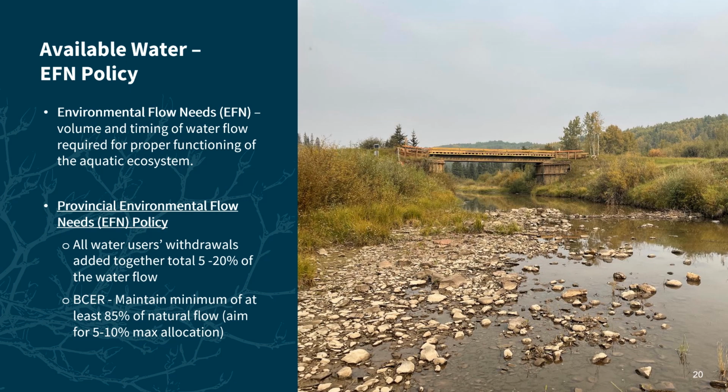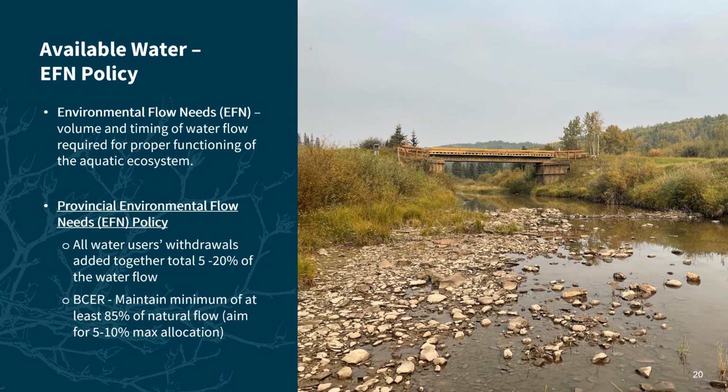And typically with the EFN policy, all water users and withdrawals added together cumulatively total no more than 5 to 20% of the water flow. And at the BC Energy Regulator, we try really hard to maintain a minimum of at least that 85% of natural flow. So we aim for no more than 5 to 10% allocation in those systems.